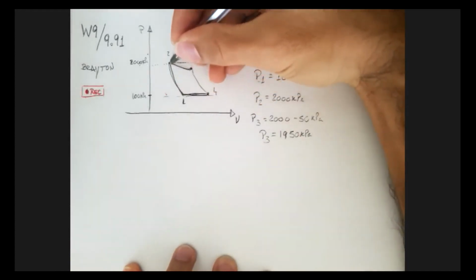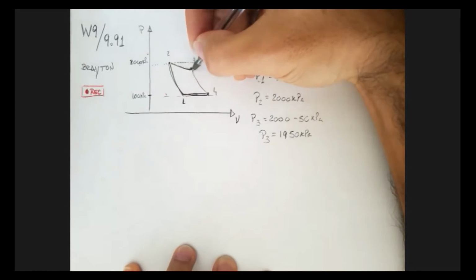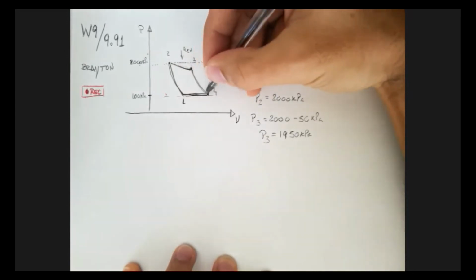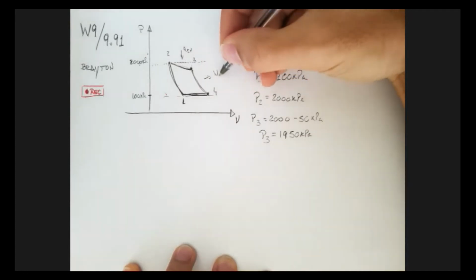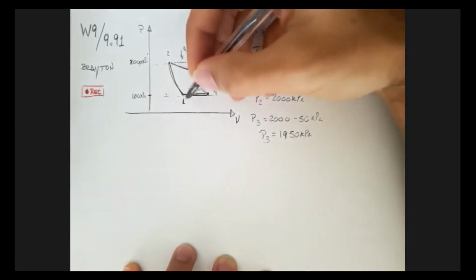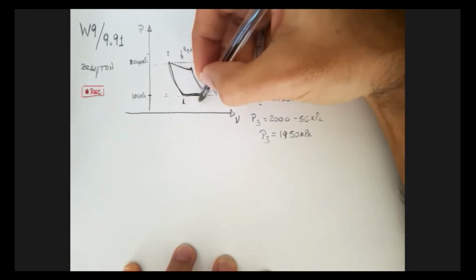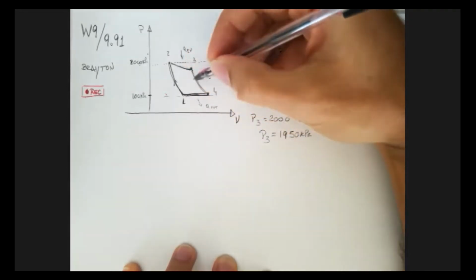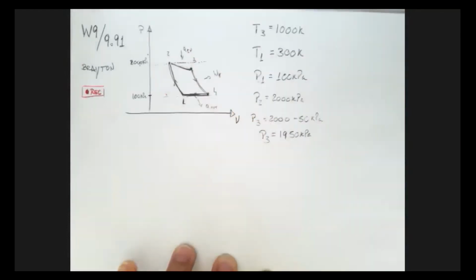Isentropic compression, then heat addition with a small pressure drop, Q in. Then isentropic expansion, work out, or work turbine I should say. Then heat rejection from 4 to 1. And we're going this way, as per usual. So we have our Brayton cycle there. So what do we need to do?